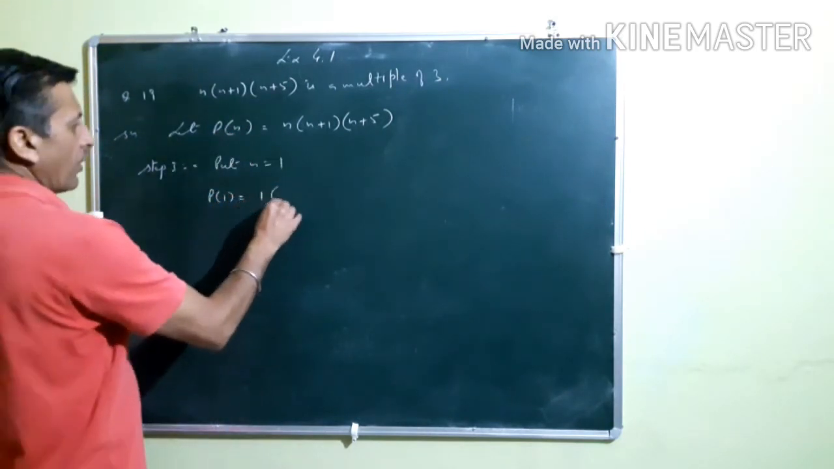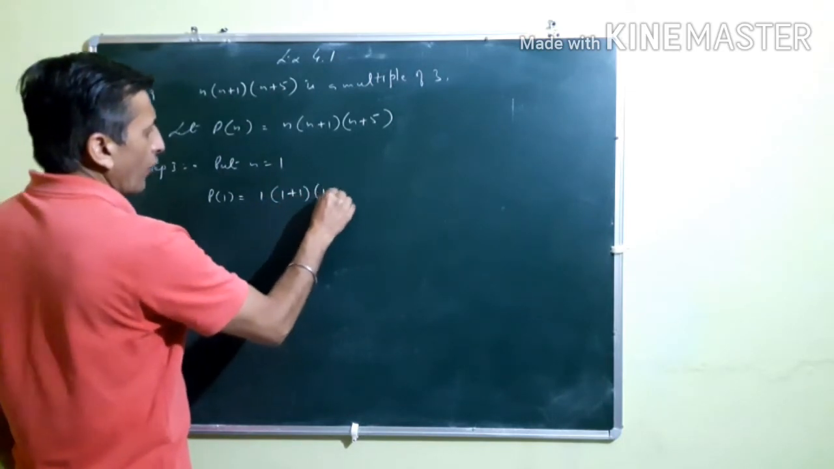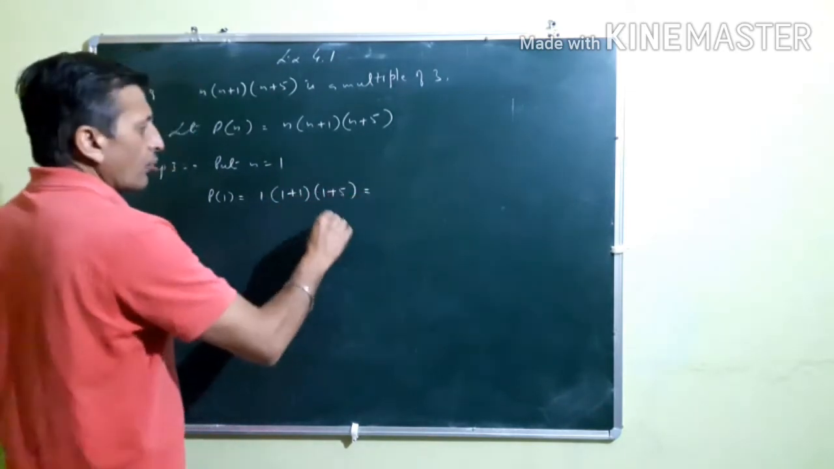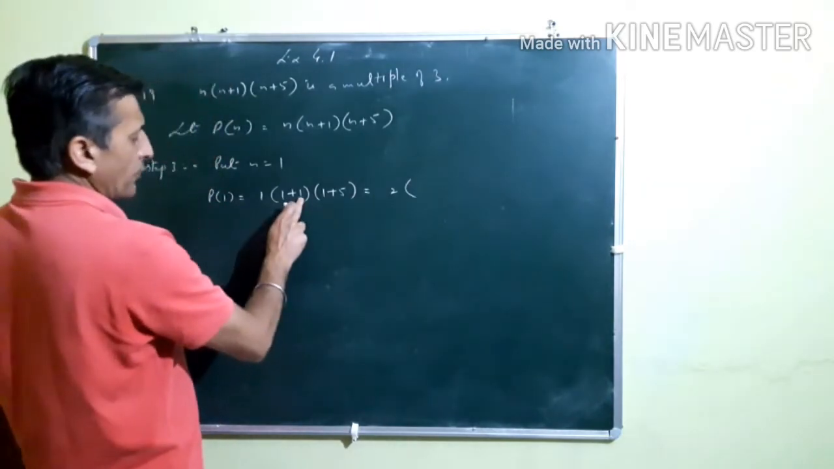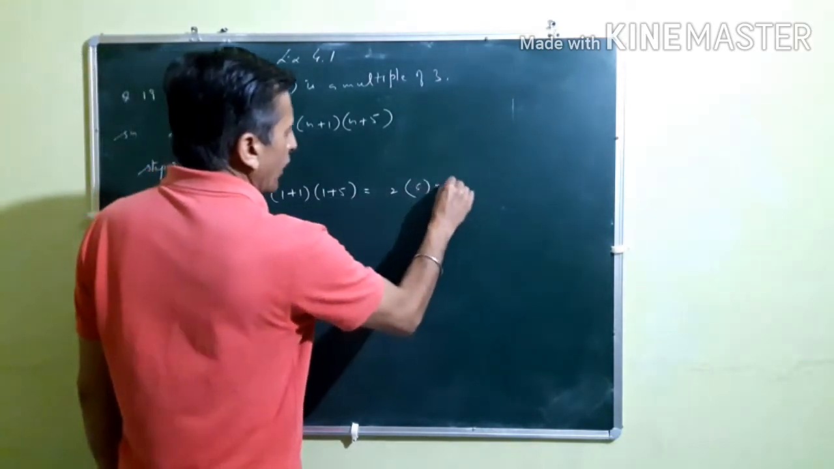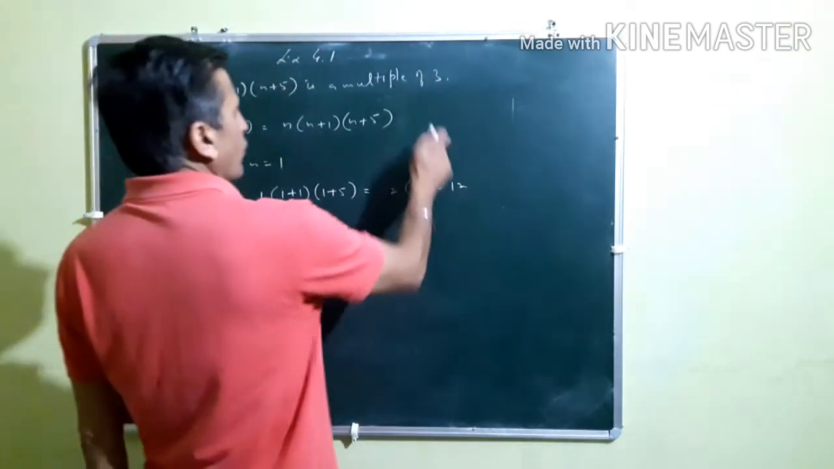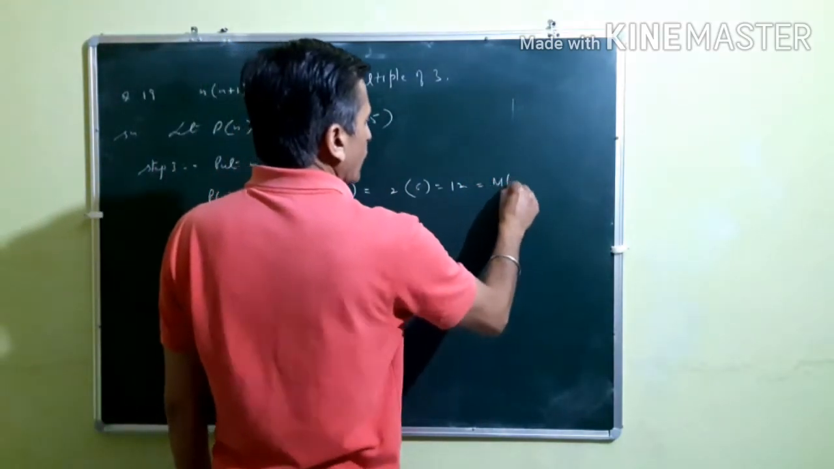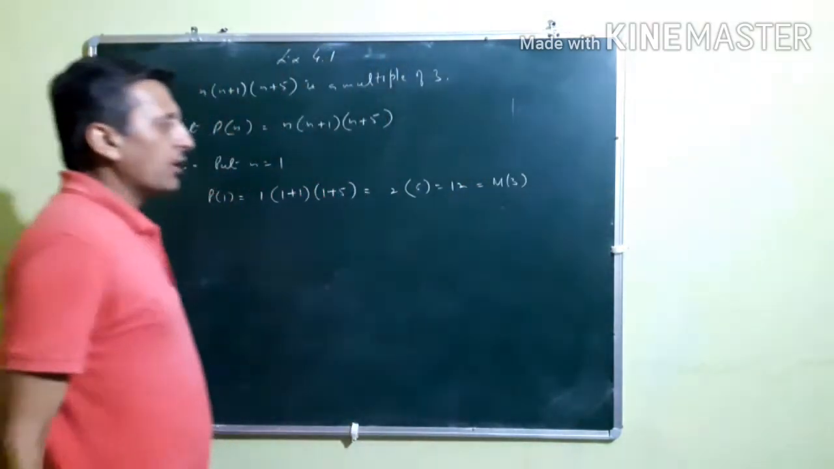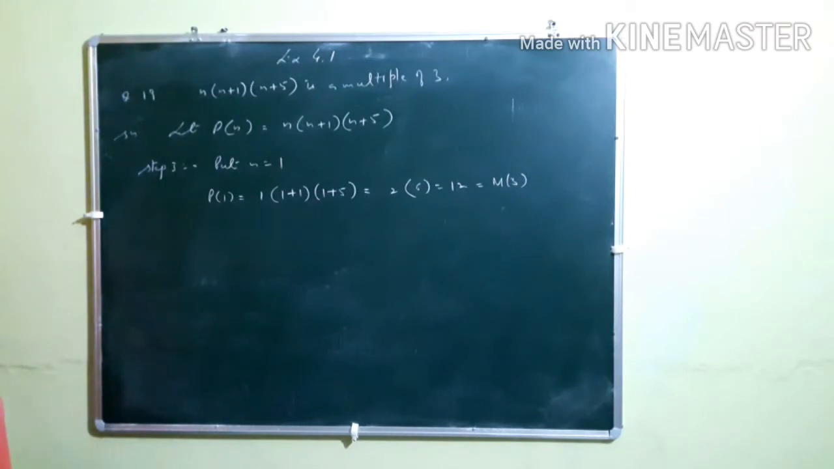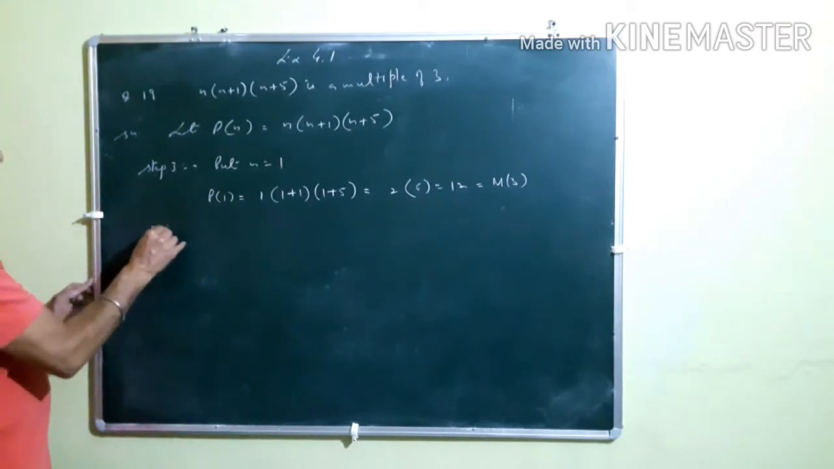So what is the P of 1? That's 1 into 1 plus 1 into 1 plus 5. That is equal to 2, 1 plus 1, 2, and 5 plus 1, that's 6. Ultimately it's 12. And 12, you know, is a multiple of 3. 3 4s are 12. So it's a multiple of 3. So that means your result is true for n is equal to 1. So this is step number 1.